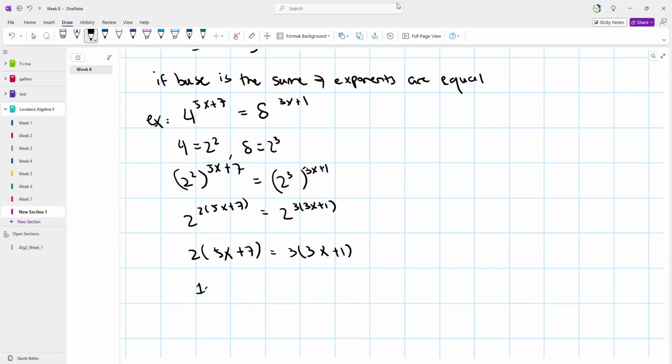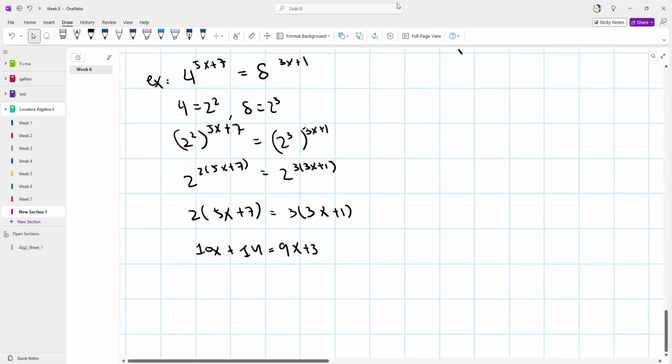And then you get 10x plus 14 is equal to 9x plus 3. And then you subtract and you get x is equal to negative 11. And when you plug it back in, it should be the right answer.